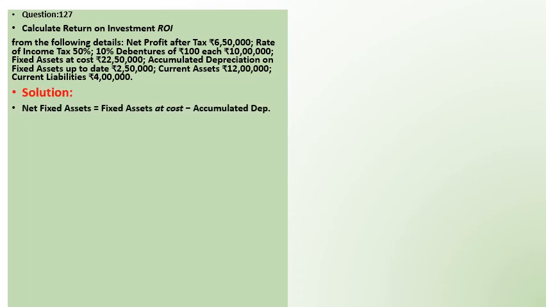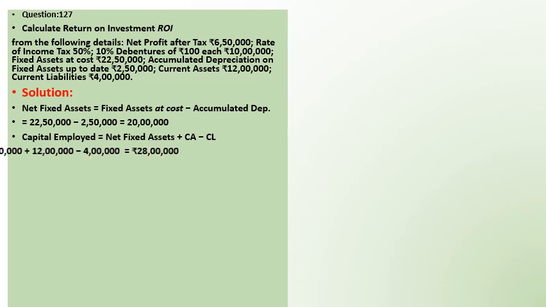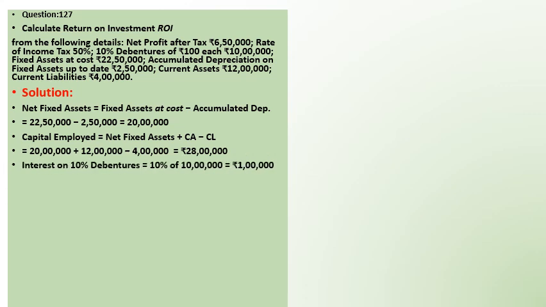So now based on that, net fixed assets is equal to fixed assets at cost minus accumulated depreciation. We did it earlier also, 20 lakhs. Capital employed is equal to net fixed assets plus working capital, that is current assets minus current liability. And by solving this one, we'll get capital employed is equal to 28 lakhs. Now from here we'll calculate in another part the interest on debenture, that is 10% of 10 lakhs, that is rupees 1 lakh.